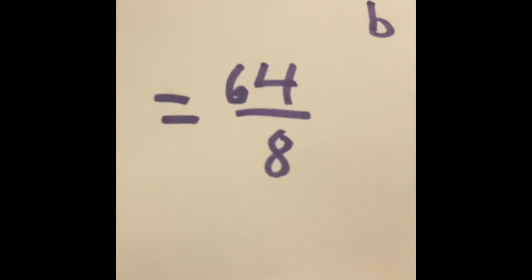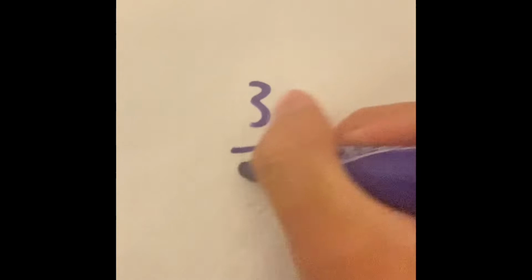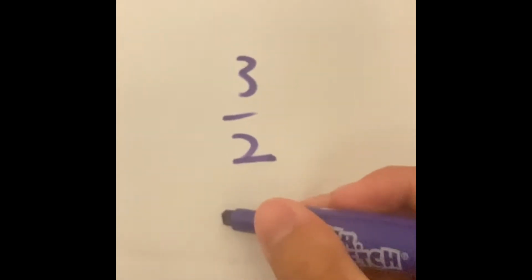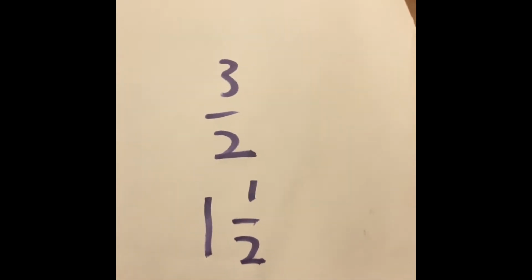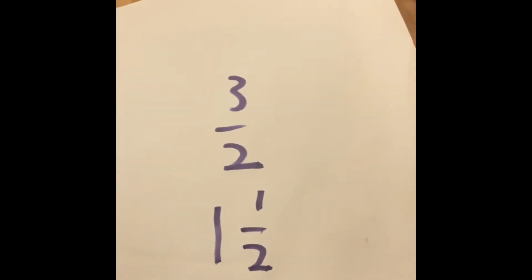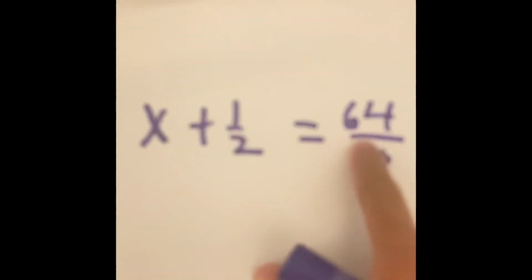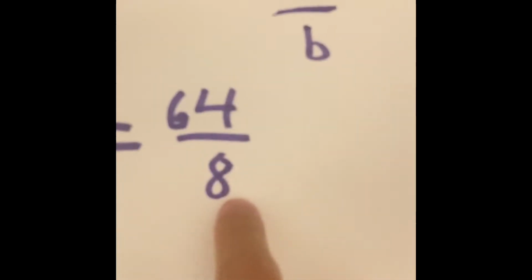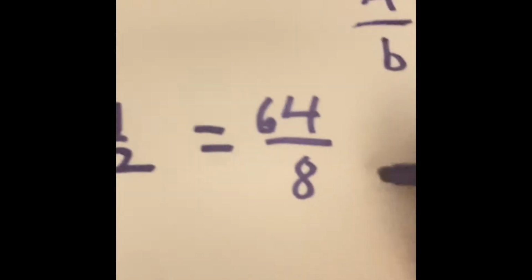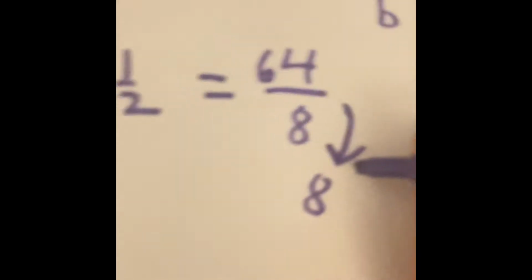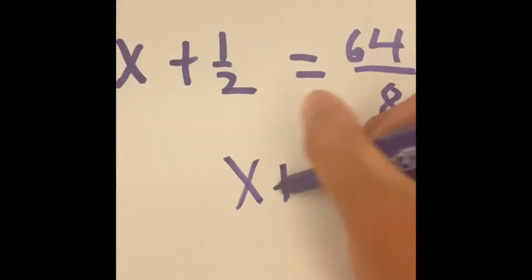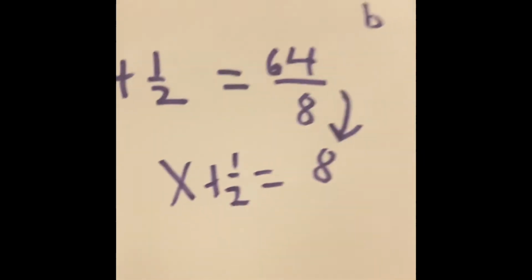A common improper fraction that you will see in school is 3 over 2. And that can be put into 1 and 1 over 2 as a mixed number. Improper fractions must be greater than 1. So, going from here, 64 as a numerator and 8 as a denominator, we can change that down to an 8, because 64 divided by 8 is 8. So x plus 1 half equals 8.